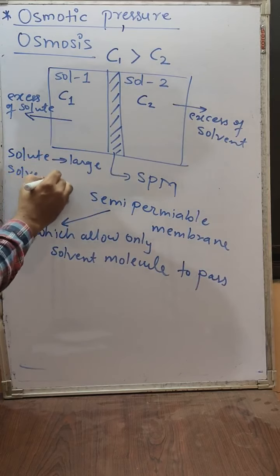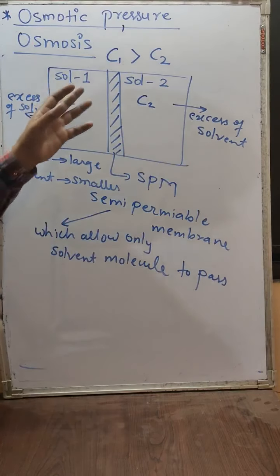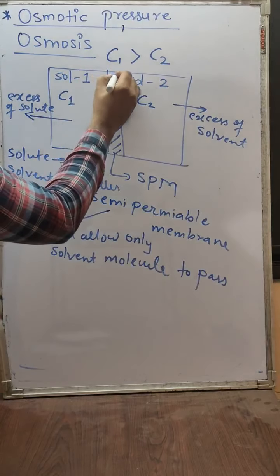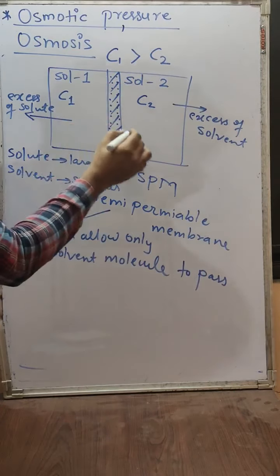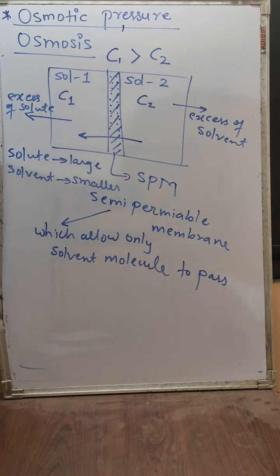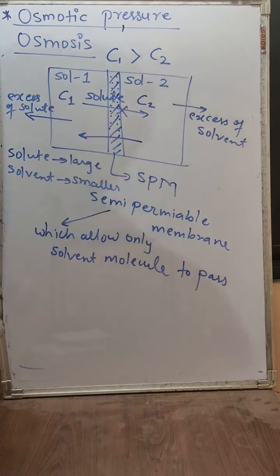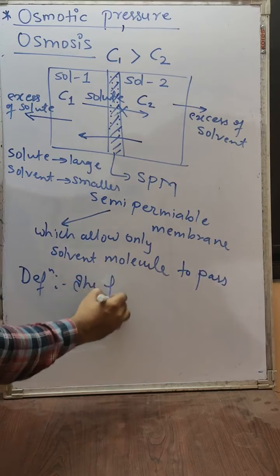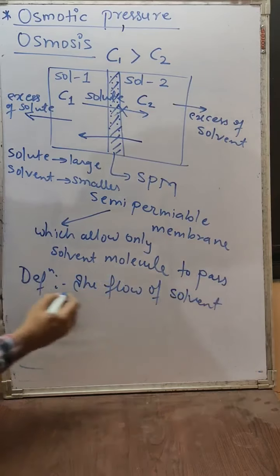And solvent molecules are smaller. So what happened here? In case of osmosis, this membrane which we used has very fine, small holes, so it allows only solvent molecules to pass, but it does not allow solid molecules. So what is meant by osmosis? The flow of solvent molecule.